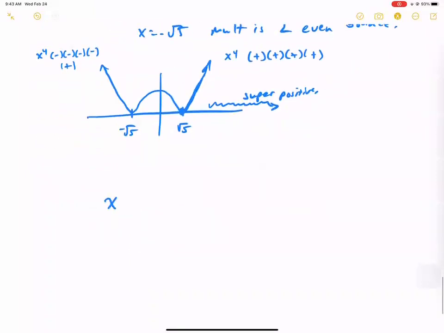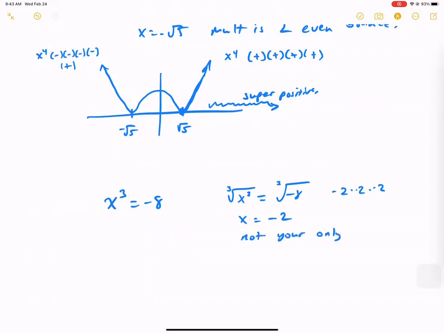Now, let me give you one more. If I wrote x cubed equals negative 8, you could go ahead and cube both sides. We did this already, okay? You end up with x is 2 times 2 times 2, negative, negative, negative. They're all negative, right? It's going to be negative 2, right? But isn't that my only solution? Not your only solution. And this is why the SATs can be tricky, because they give you what seems like an obvious solution, but that isn't the only solution.